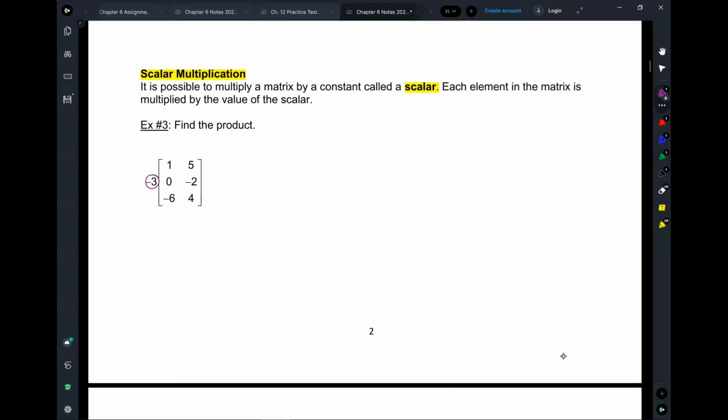So what you do, when you have to multiply a matrix by a scalar, is you just multiply each of these terms by that number. So -3 times each and every single one of these. So it's going to be -3, next to it -15, 0, 6, +18, -12. That's it.